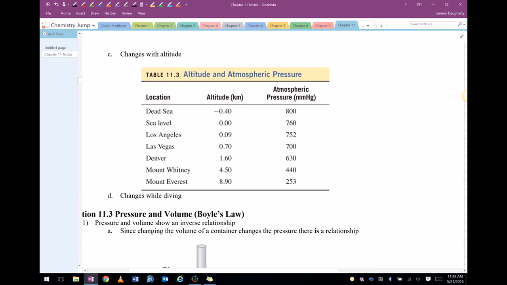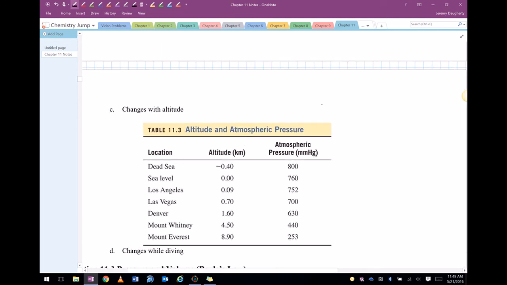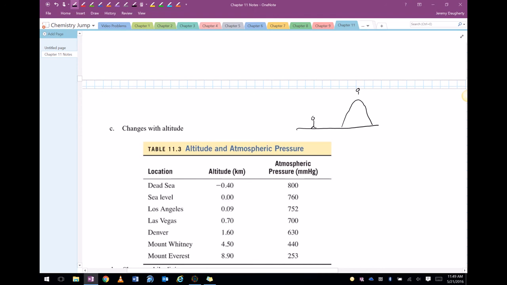We know that pressure changes with altitude. So the higher up a mountain you go, let's look at this. Here's a mountain, and here's some dude standing up on the mountain. So we said that it changes with altitude. We're going to call this the upper stratosphere. This represents the number of molecules that are on top of that guy's head pushing down, exerting force. Now this guy has fewer molecules. Since he has fewer molecules, there is less pressure, so it's a lower atmospheric pressure.